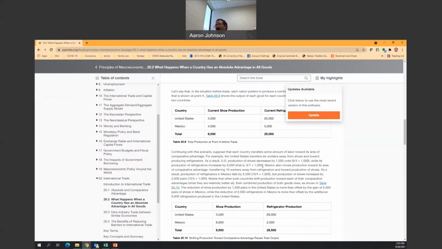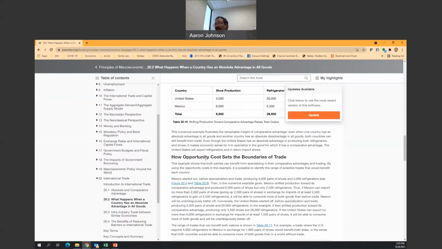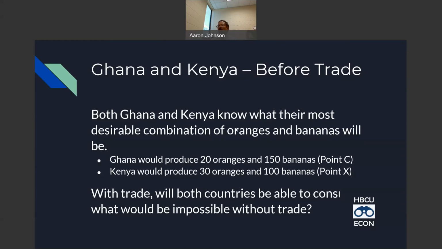But if we scroll down further, this is the key right here: the heading, how opportunity cost sets the boundaries of trade. That's what I just described. That's the important concept to understand for figuring out how to find the range of mutually agreeable trades. So let's see how it works.